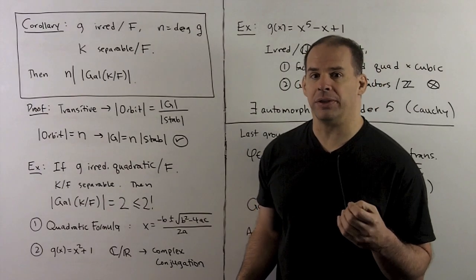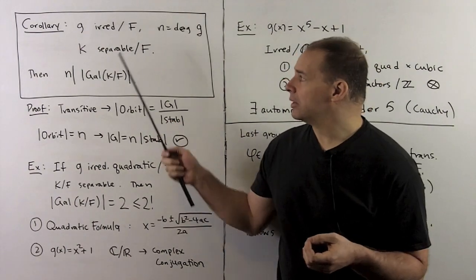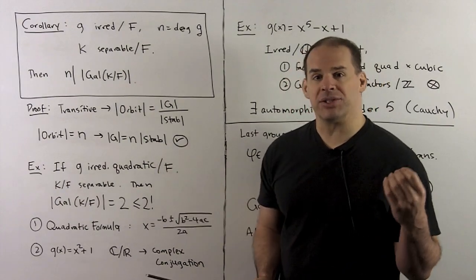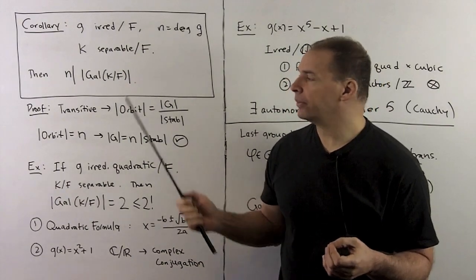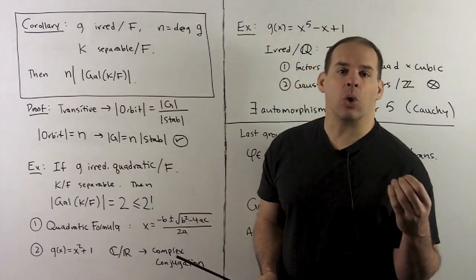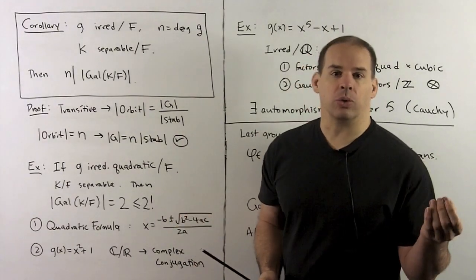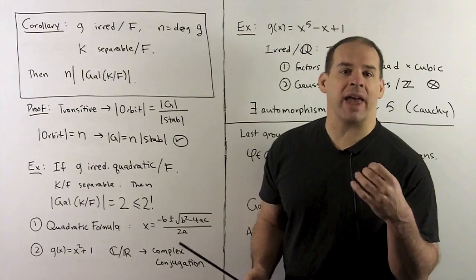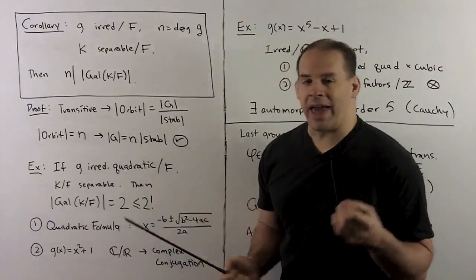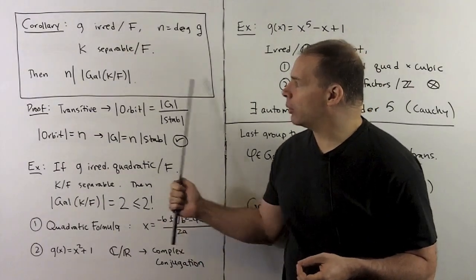An important corollary to the theorem: we have G irreducible over F with degree n, and the splitting field K is a separable extension of F. Then n divides the number of elements in the Galois group. To see this, by the theorem, the action is transitive, so we can apply the orbit counting formula. That says the number of elements in an orbit is equal to the order of the group divided by the order of the stabilizer of any element in the orbit. Now, the number of elements in the orbit is equal to n, the number of roots. So that shows that n divides the order of the group, which is what we wanted to show.